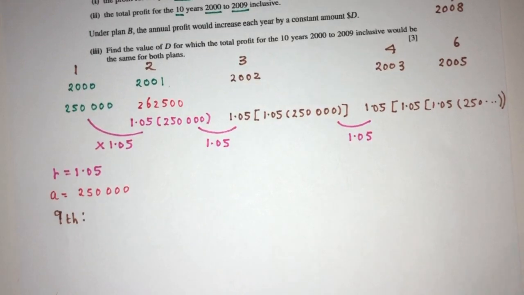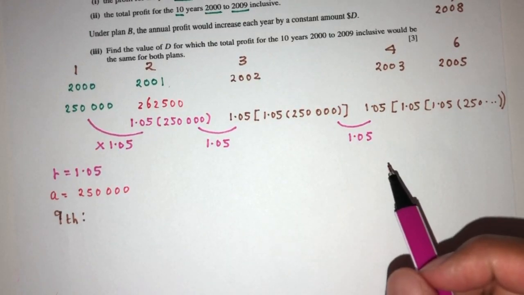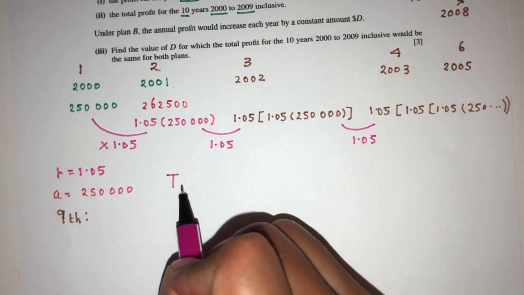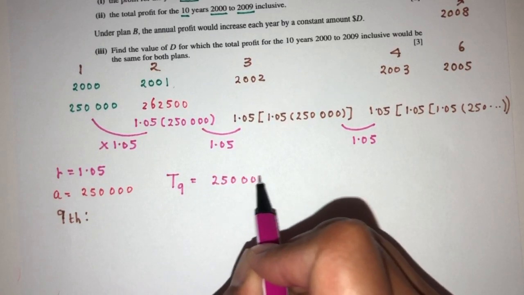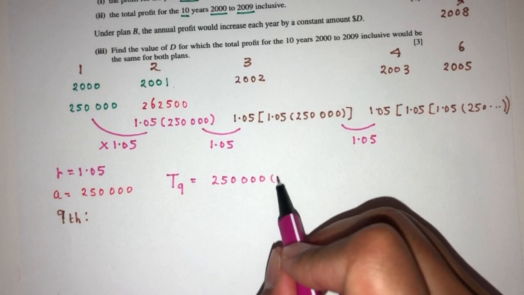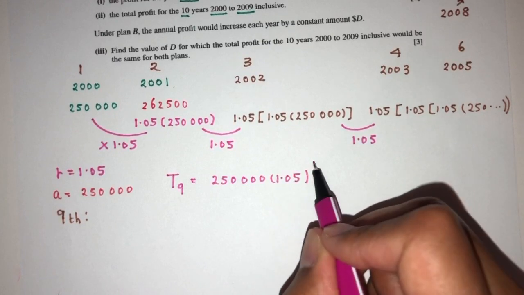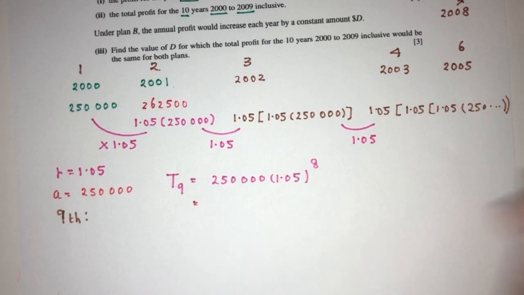So this is obviously going to be a geometric progression. So the ninth term will be A, which is 250,000, times R, the common ratio, to the power n minus 1, which will be 8. So let's see, what do we get?